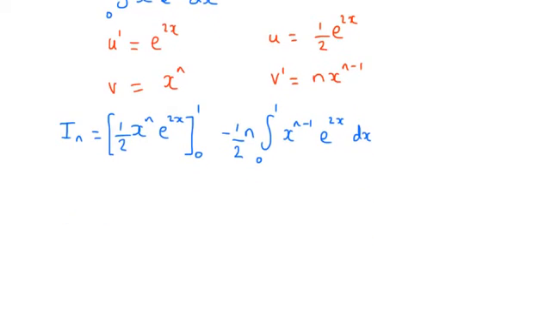So applying the limits to the left term, if x is equal to 1, we're going to get half times 1 times e to the power of 2 times 1. So that's going to be half of e squared. If we take away what we get when we substitute 0 in, we're going to get 0. So that's what we get, because we've got 0 here. 0 to the power of n is going to be 0, so it doesn't matter what we times it by.